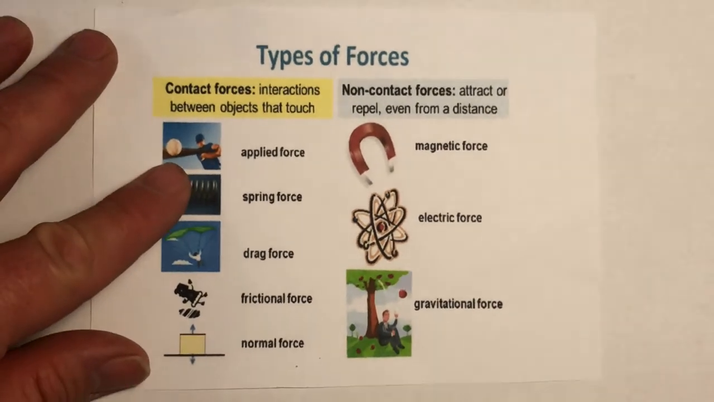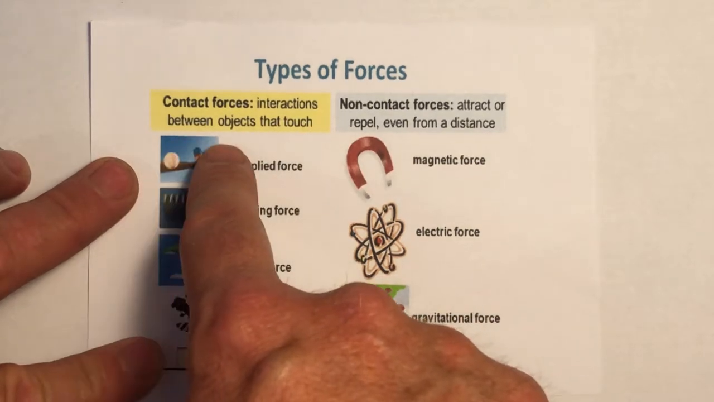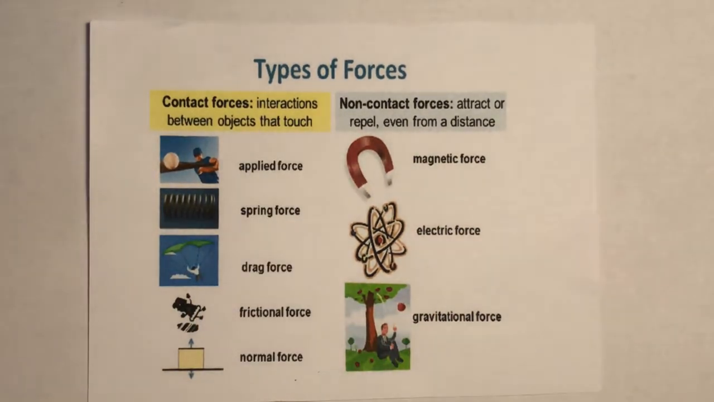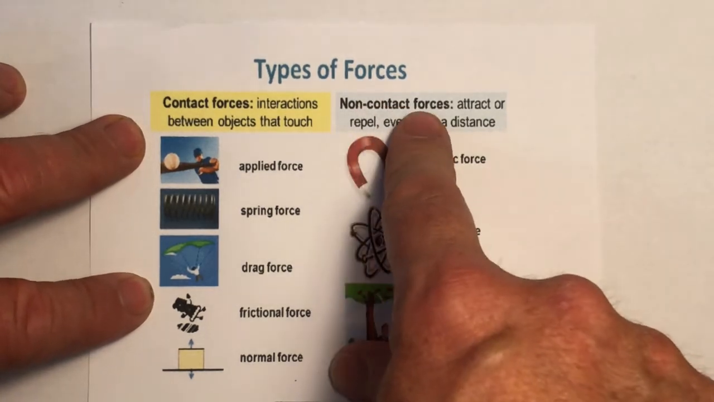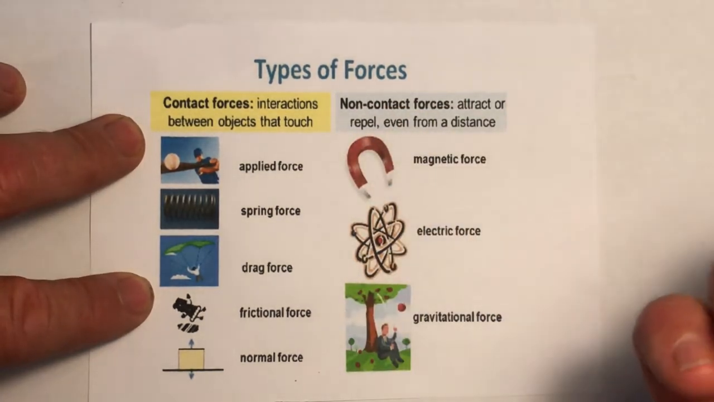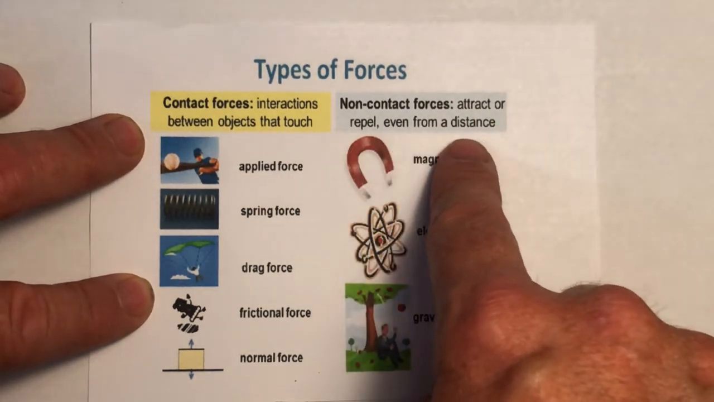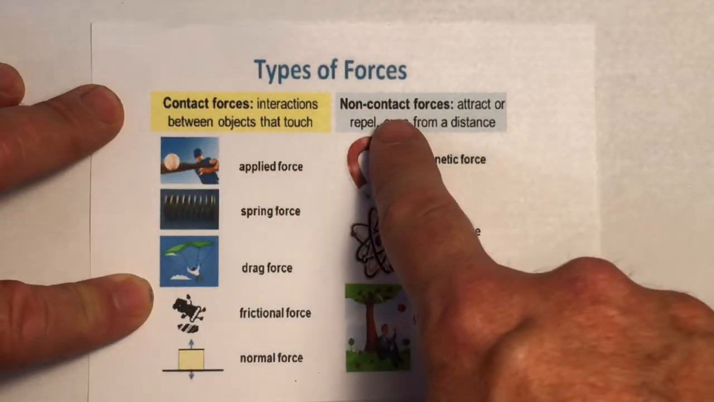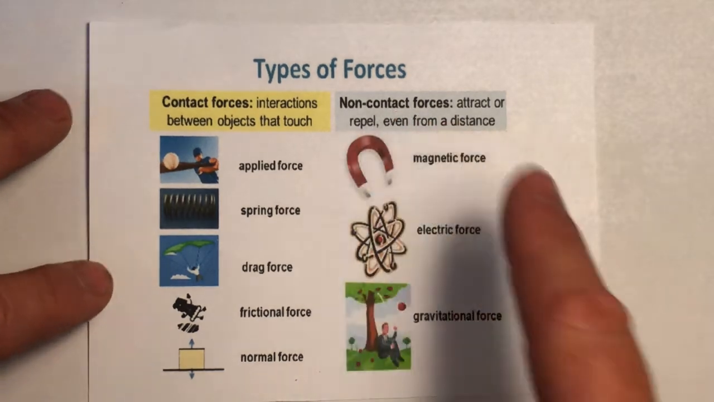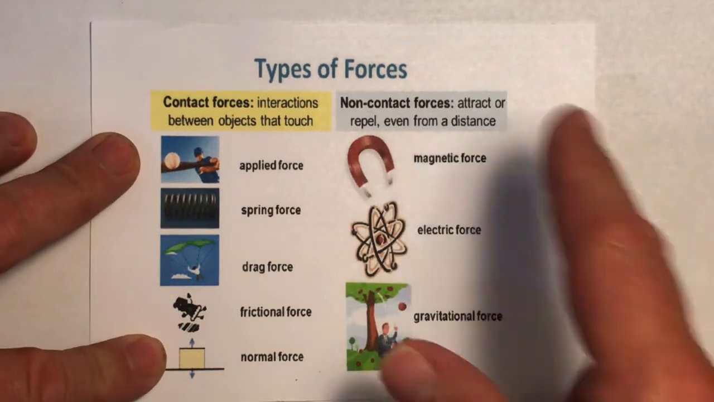The definition is a contact force has interactions between objects that touch. So if you've got a contact sport like rugby, then there's obviously interaction between the different players. A non-contact force is a bit like basketball, which theoretically should have very little contact, where forces attract or repel even from a distance. So a contact force is where there is a physical touch. A non-contact force is where there is some form of attraction or repulsion that can even be from a distance.